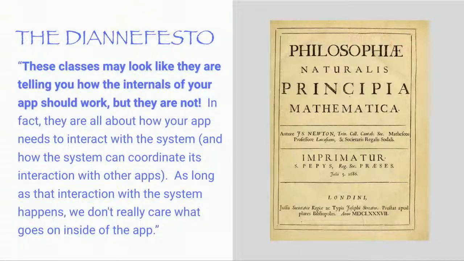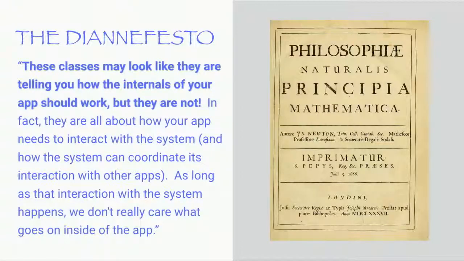As an example, if your app is running in the background, but it's also exposing data to another application through a content provider, the OS needs to know that so we don't accidentally kill you. The content provider is a mechanism that tells us that so that we can keep you alive. So we think of these core classes as really being like the fundamental laws of physics for Android, hence the illustration. That is the cover of the manuscript where Isaac Newton first presented the basic laws of motion.